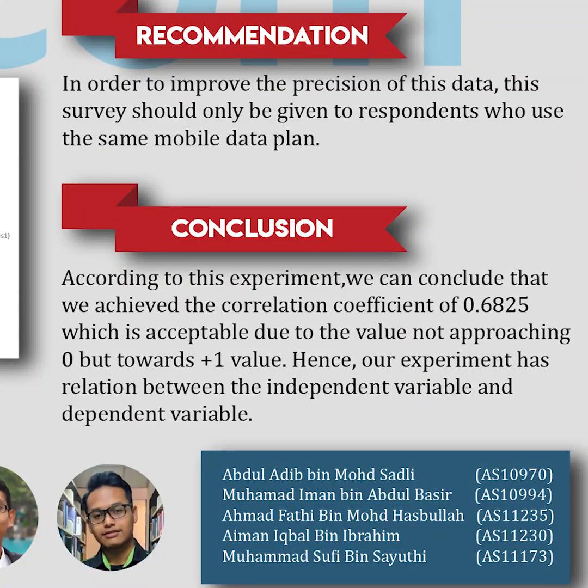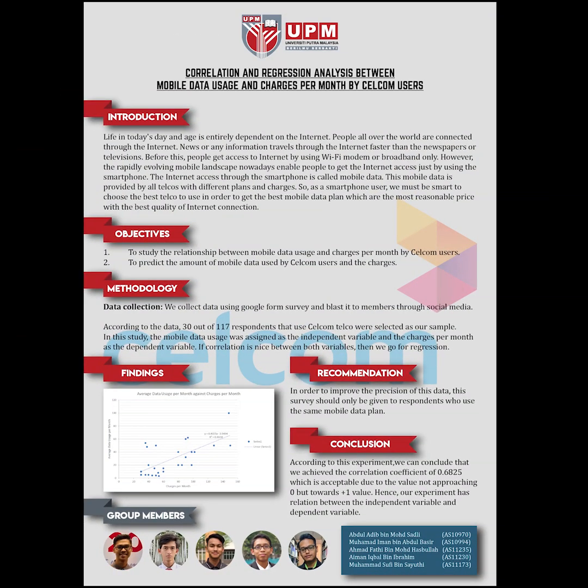Now I am going to conclude the experiment. In conclusion, we achieved a correlation coefficient, which is R, of 0.6825, which is acceptable because the value is not approaching 0 but is approaching positive 1. Hence, we can conclude that this experiment shows a correlation between the independent variable, which is mobile data in gigabytes, and the dependent variable, which is charges per month.